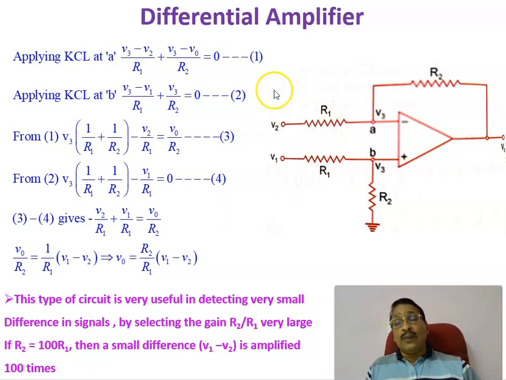Therefore, you can amplify the difference in signal V1 minus V2 with the ratio R2 by R1. That is called the differential amplifier. The difference in signal V1 minus V2 is amplified with a ratio of R2 by R1. Since it is amplifying the difference in signal of inputs V1 and V2, this is called a differential amplifier.